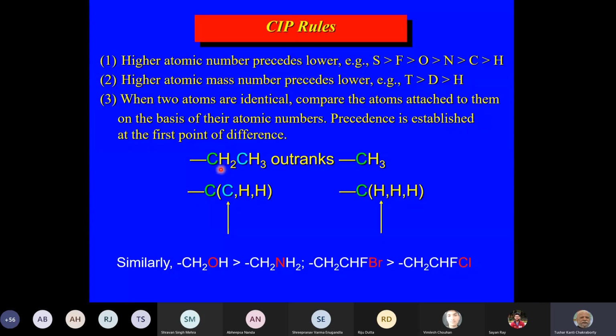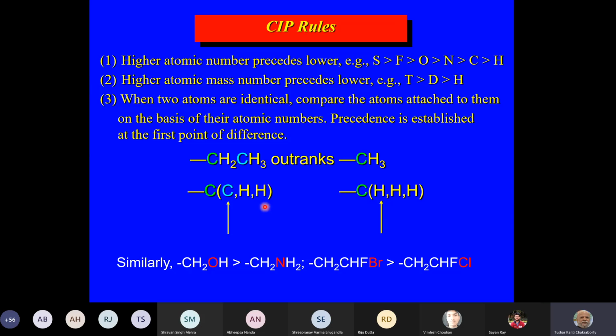So you have a situation where you have an ethyl group and a methyl group, CH3. You have to go first from the first one to the second one to the third one. If the first one cannot decide, then you go to the second atom. If the second atom cannot decide, go to the third. In this case, the first one, the green colored one I have put here.